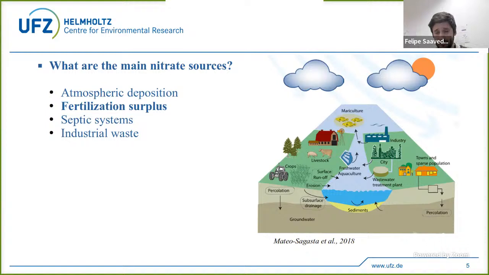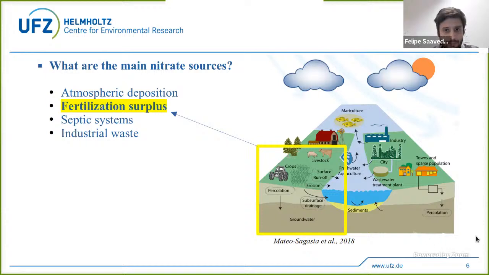and the terrestrial environment. We have fertilization surplus, so the addition of fertilizer to the land. The surplus is, we can say, all the nitrate that the plants didn't consume for their development, for creating biomass. Another source is septic systems, so water treatment plants, and also some sources of industrial waste. I highlighted the fertilization surplus because in Germany, in German catchments, it is the most important one.